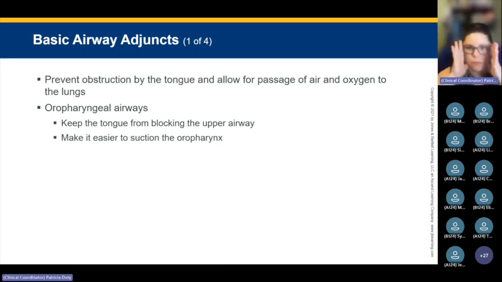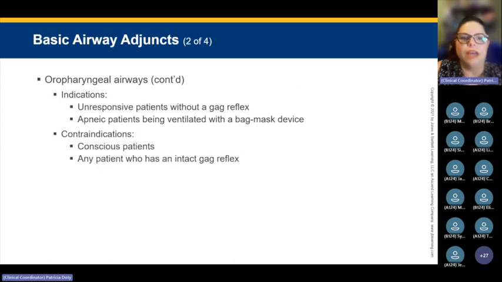So, basic airway adjuncts. Now here we go. I talked about OPA just a minute ago, guys. So for you EMTs, an OPA is an oropharyngeal airway, and this is going to keep the tongue from blocking the upper airway, and it also makes it a lot easier for us to suction.